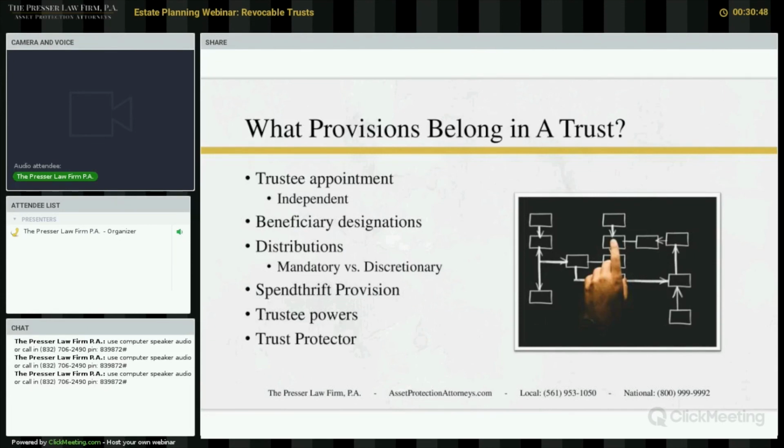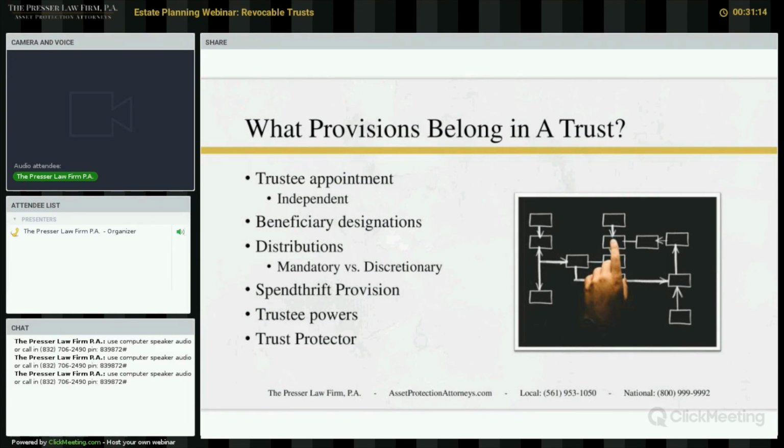So I always suggest putting in the provision. If you can't think of who that person would be, that's okay, because we can put in a mechanism, just like with the trustee, to be able to choose that trust protector later on. But if we don't include the trust protector language, then later on they're not going to be able to change it after your death.